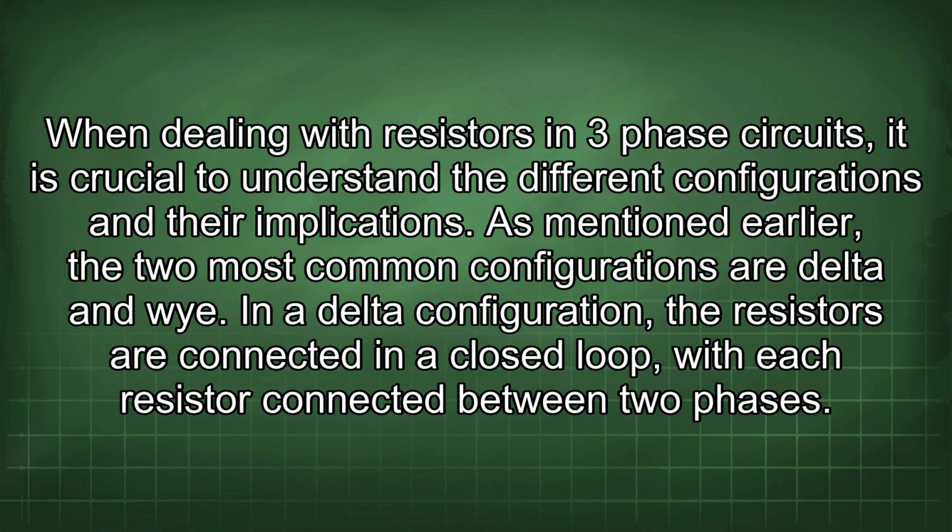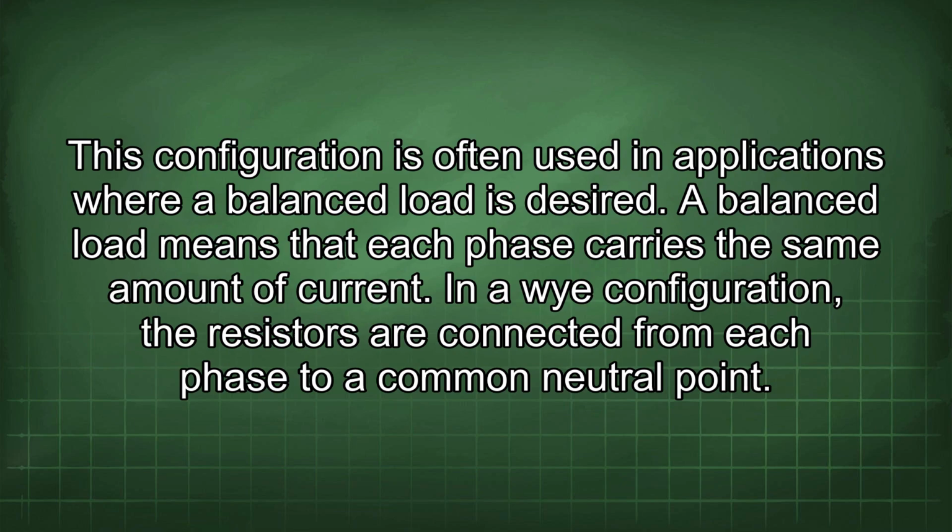When dealing with resistors and three-phase circuits, it is crucial to understand the different configurations and their implications. As mentioned earlier, the two most common configurations are delta and Y. In a delta configuration, the resistors are connected in a closed loop, with each resistor connected between two phases. This configuration is often used in applications where a balanced load is desired. A balanced load means that each phase carries the same amount of current.